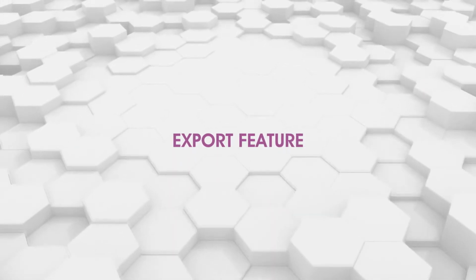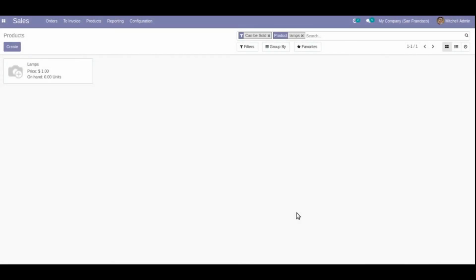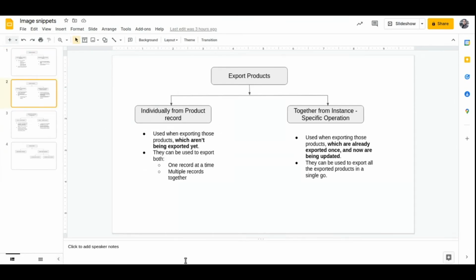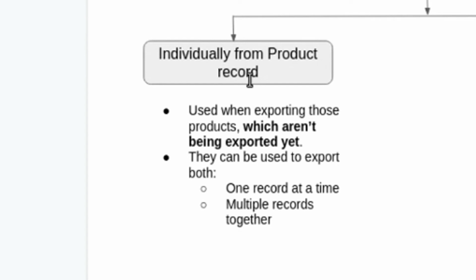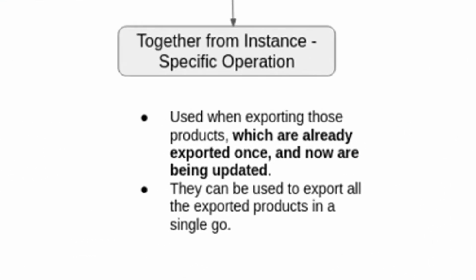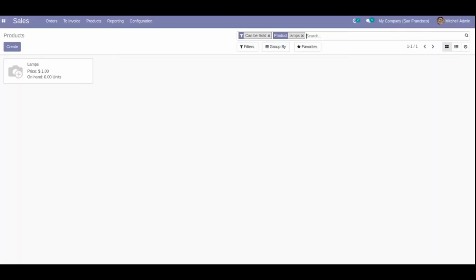Now let's move on to the export feature. As we have seen how the import feature works, the export feature of the products works almost the same as the import feature. First method is individually from the product record with the option of Push to WooCommerce button in every product record we create. This button gives an option of pulling single or multiple records at a time. Second option is through selecting the specific operations which we need to export. The only restriction with this method is that only those records which are once exported can be exported again using this specific operation method. Let's find out how it works.